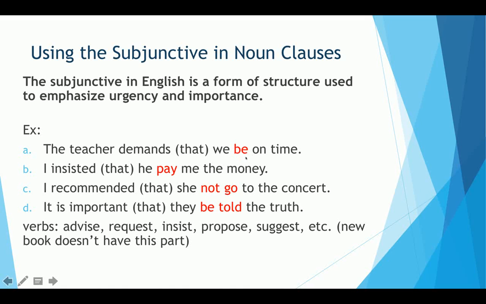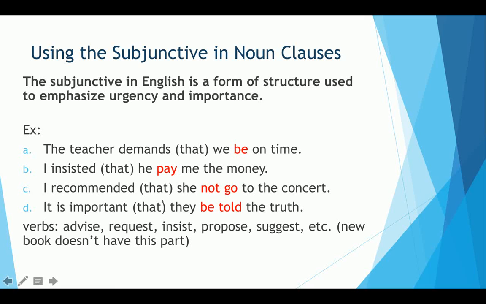Now, this is a detail that even some native speakers don't know: when you have structures in the subjunctive mood, you should not conjugate this verb here. A lot of people say the teacher demands that we are on time colloquially, but it's not really standard English. You should say we be on time. I insisted that he pay me the money. Again, same thing. I know some people say he pays me the money, but it's incorrect.